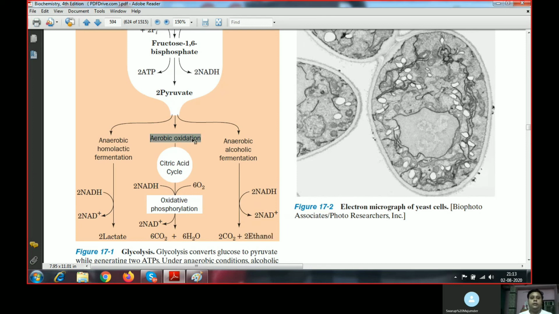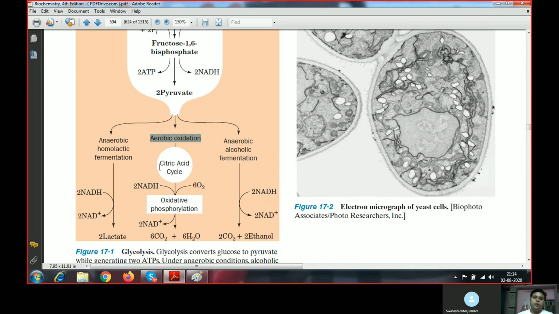The third fate of pyruvate is the aerobic oxidation, which occurs exclusively in aerobic cells or aerobic tissue, like aerobic bacteria, like us, etc. Here pyruvate is converted to acetyl-CoA, and acetyl-CoA gets incorporated into the TCA cycle, which is alternately called the citric acid cycle. Sorry, pyruvate is converted to acetyl-CoA, and acetyl-CoA gets incorporated into the citric acid cycle.